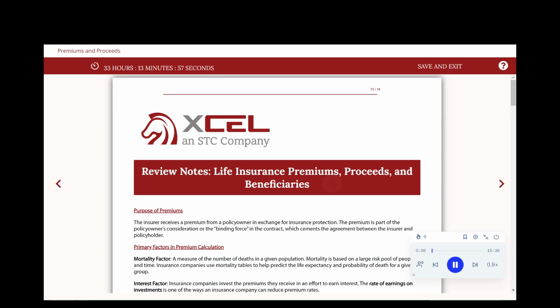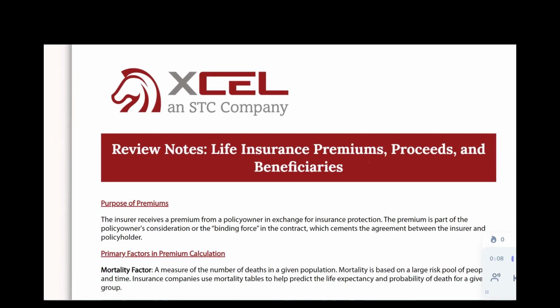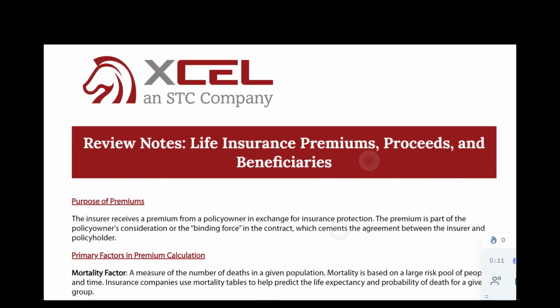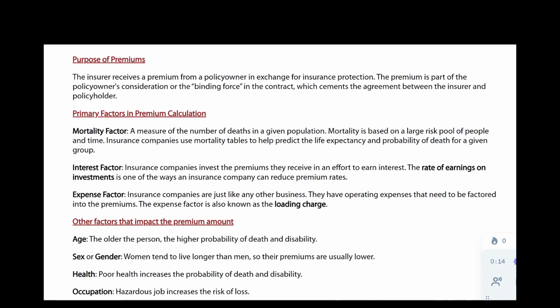The insurer receives a premium from a policy owner in exchange for insurance protection. The premium is part of the policy owner's consideration, or the binding force in the contract, which cements the agreement between the insurer and policyholder. Primary factors in premium calculation.